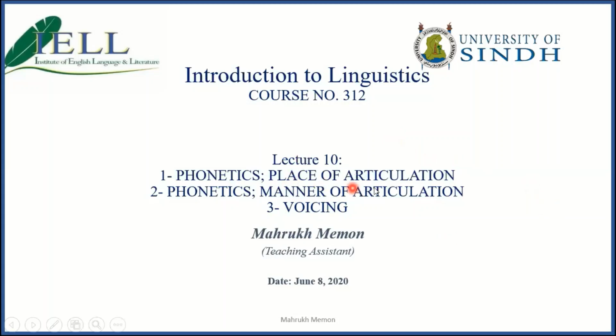Number one is place of articulation. We know what articulation is. Articulation is how one sound is produced from our vocal cords in our mouth, how one phoneme is produced. So production is called articulation. Place of articulation means at what place in our mouth one sound is produced.